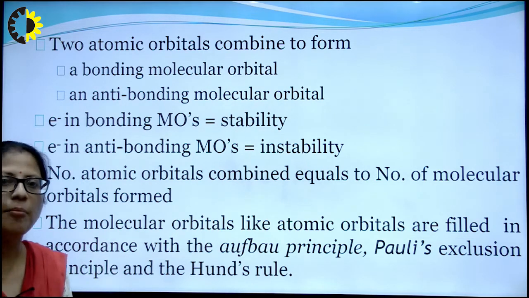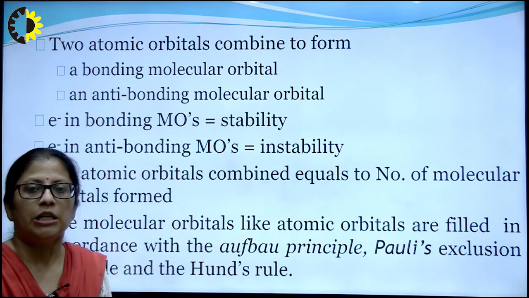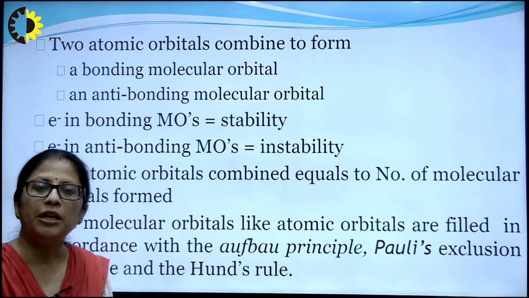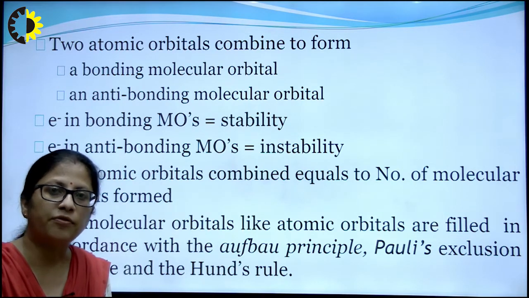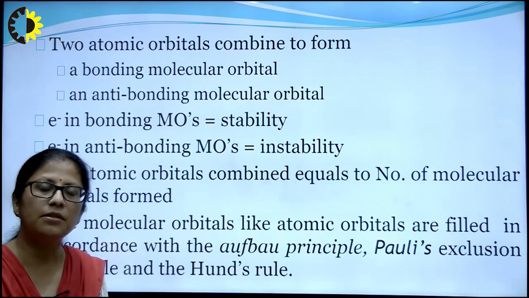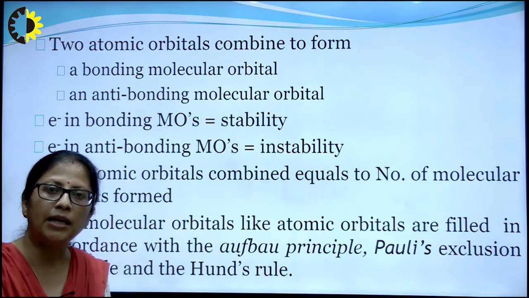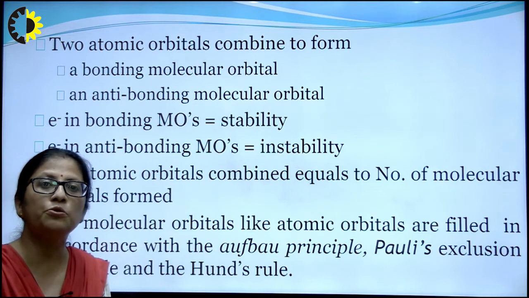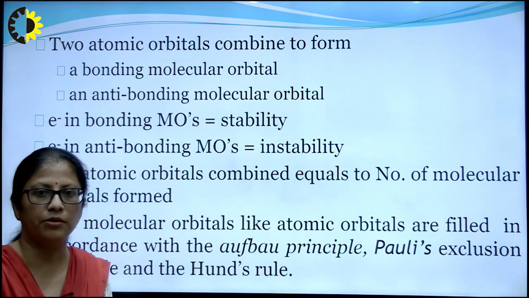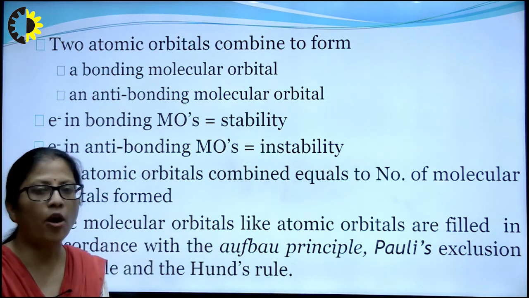The number of atomic orbitals must be equal to the number of molecular orbitals formed. That means, if two atomic orbitals are combining, then they are going to result in two molecular orbitals.